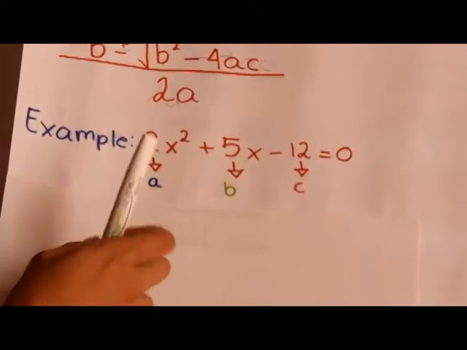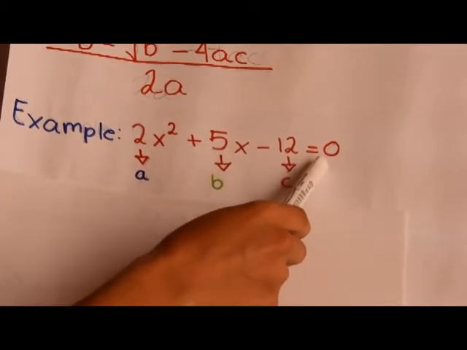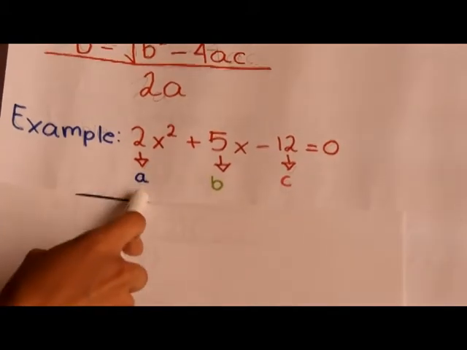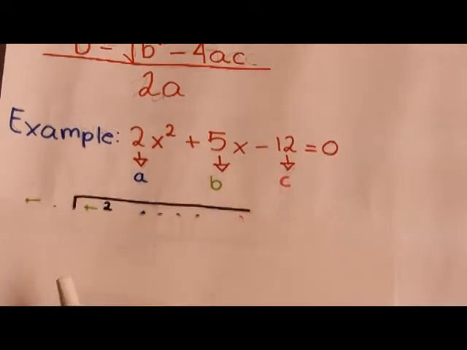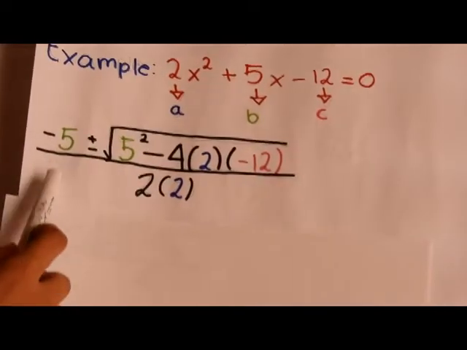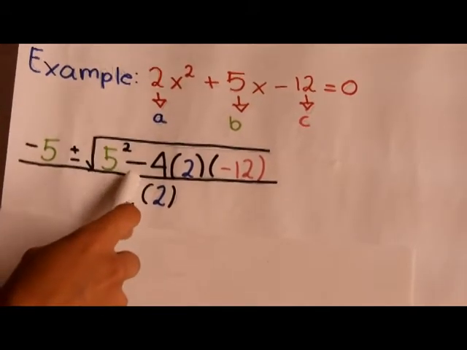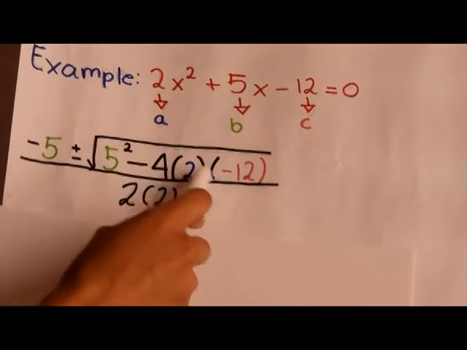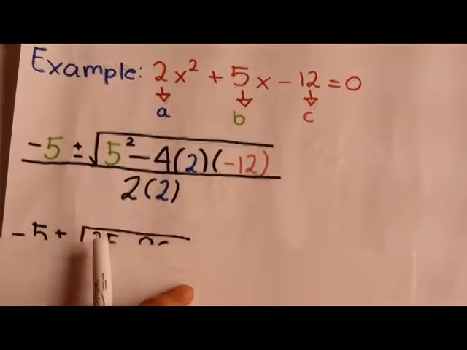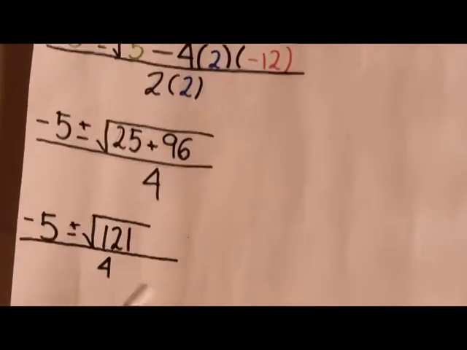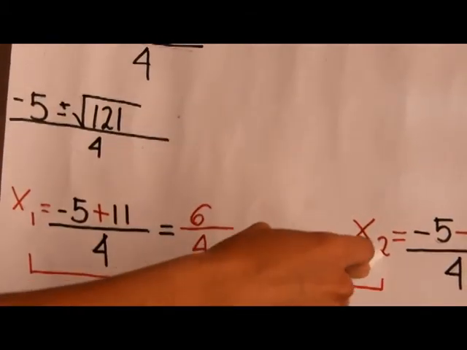For example, 2x squared plus 5x minus 12 equals 0. In this case, 2 will be a, 5 b, and minus 12 c. And we're going to substitute these values in the formula. Minus 5 plus or minus the square root of 5 squared minus 4 times 2 times minus 12, between 2 times 2. And we are going to solve this. To get x1 and x2, in x1 we are going to solve it with plus, and x2 with minus.